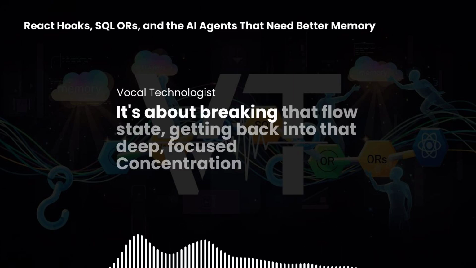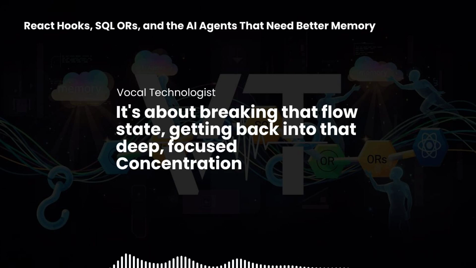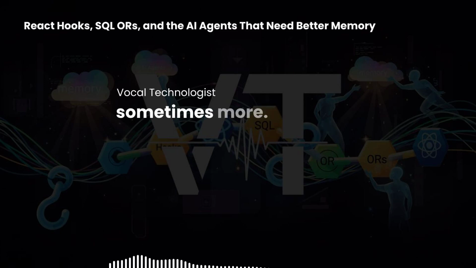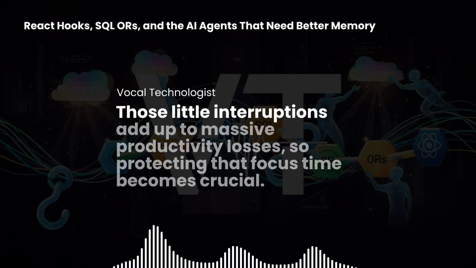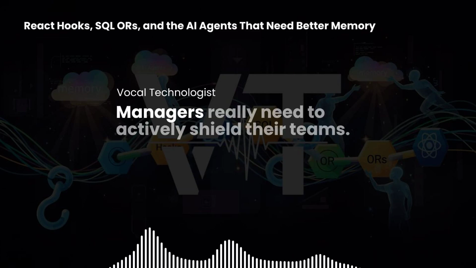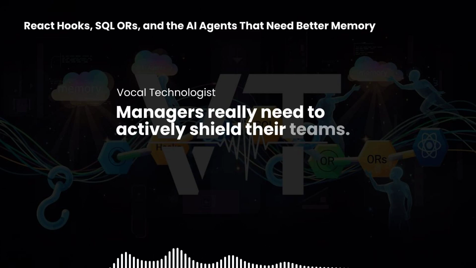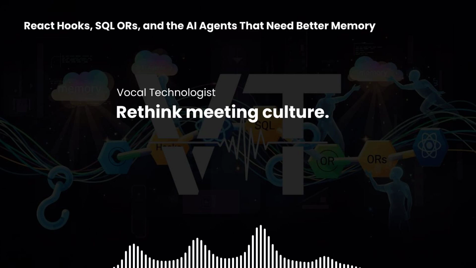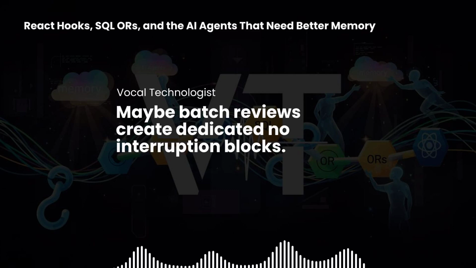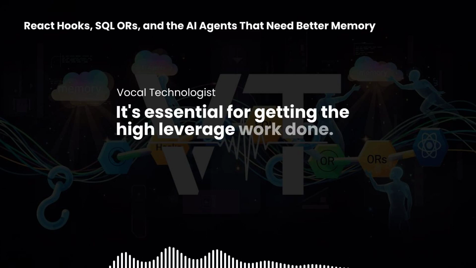Exactly. It's about breaking that flow state. Getting back into that deep, focused concentration needed for complex problem solving can take 20, 30 minutes? Sometimes more. Those little interruptions add up to massive productivity losses. So protecting that focus time becomes crucial. Absolutely. Managers really need to actively shield their teams, rethink meeting culture, maybe batch reviews, create dedicated no-interruption blocks. It's essential for getting the high-leverage work done.